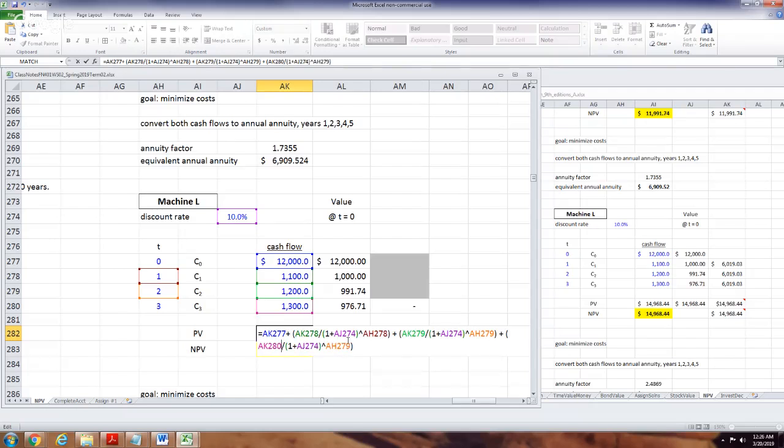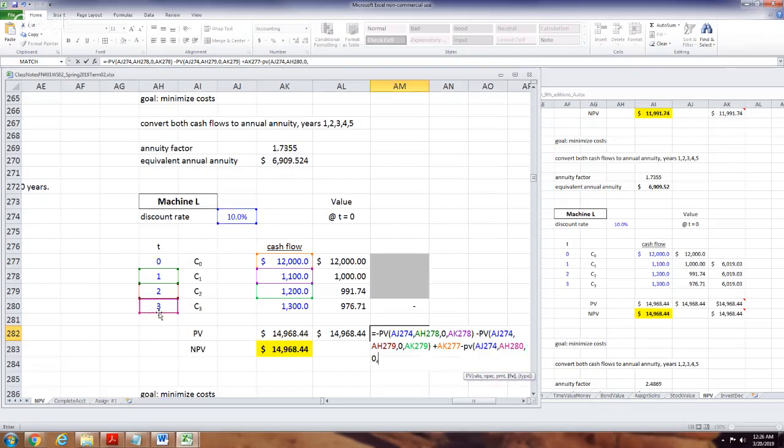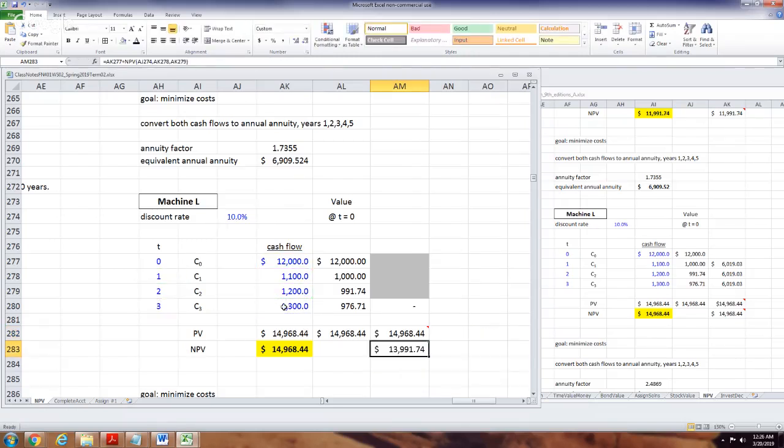80, 80, this needs another one in here. This needs another minus PV parenthesis. The rate, the years, zero payment, future. Yep. This is this. Looking at about a $14,000 the present value of all those costs, including the $12,000, the initial capital piece.